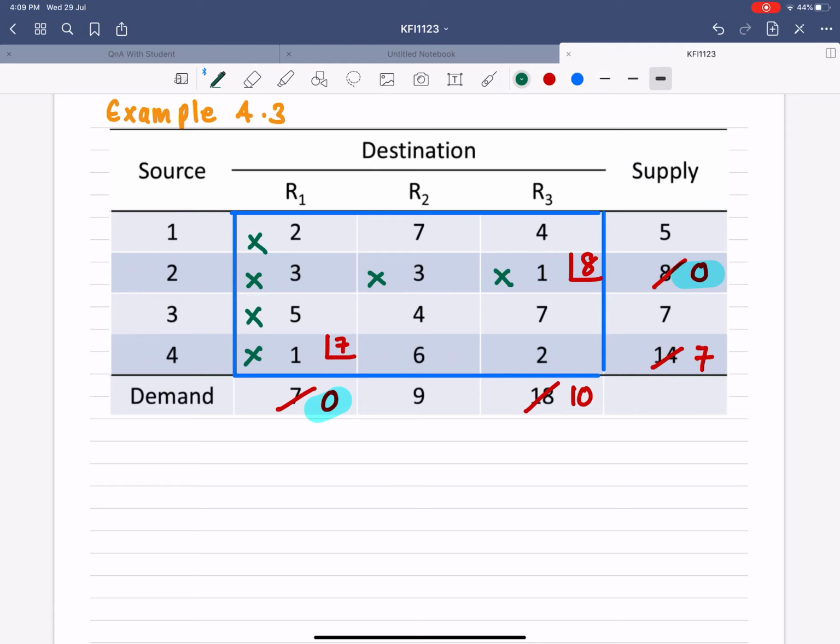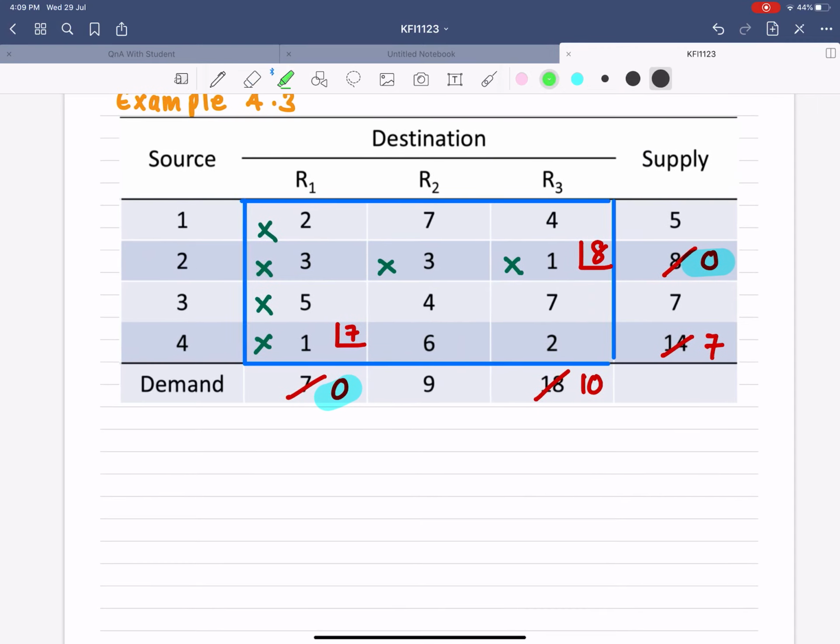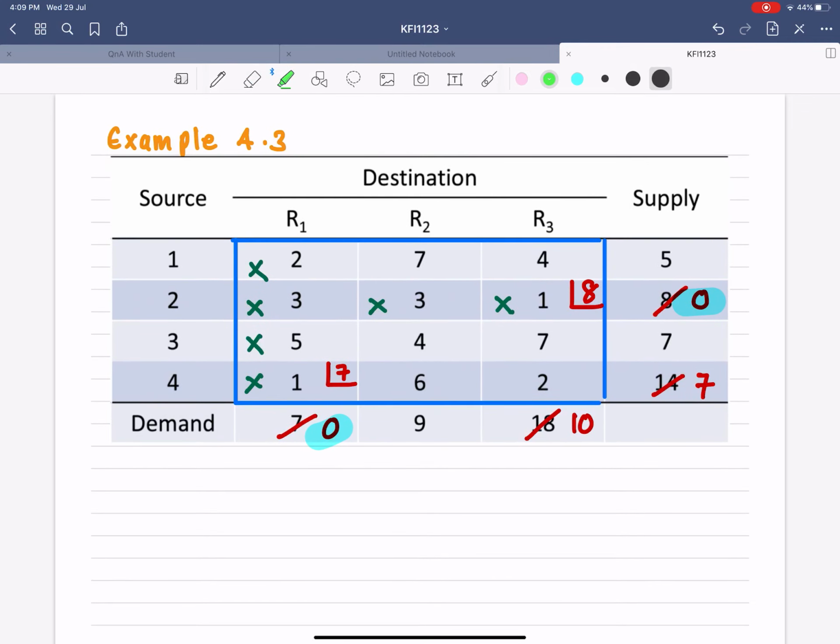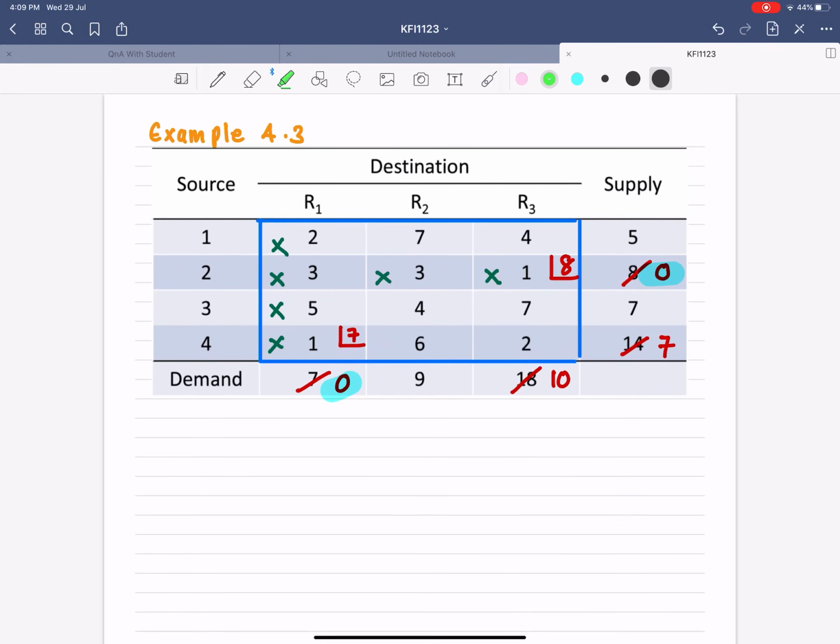Next, we focus on the cells that we didn't cancel, which are the highlighted ones. Among all these 6 values, we have the minimum is this one. So we will allocate a value here.